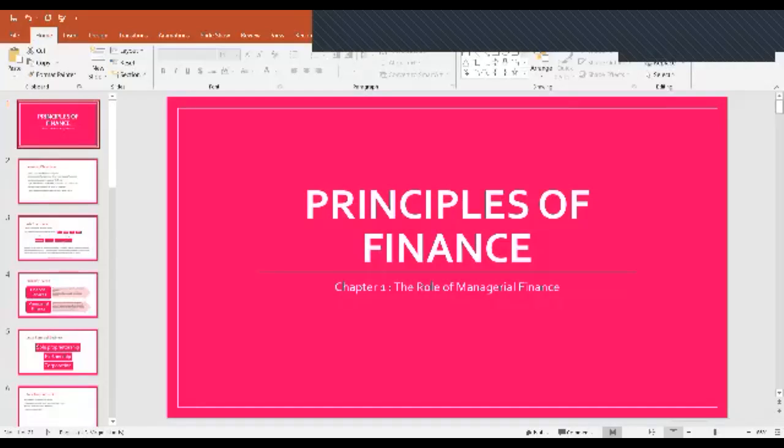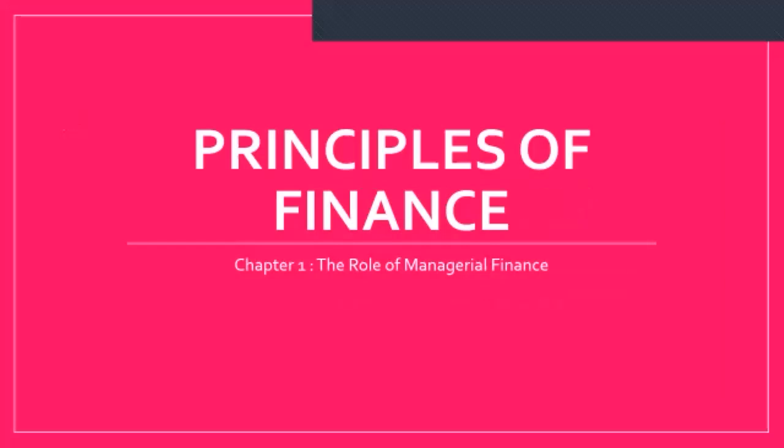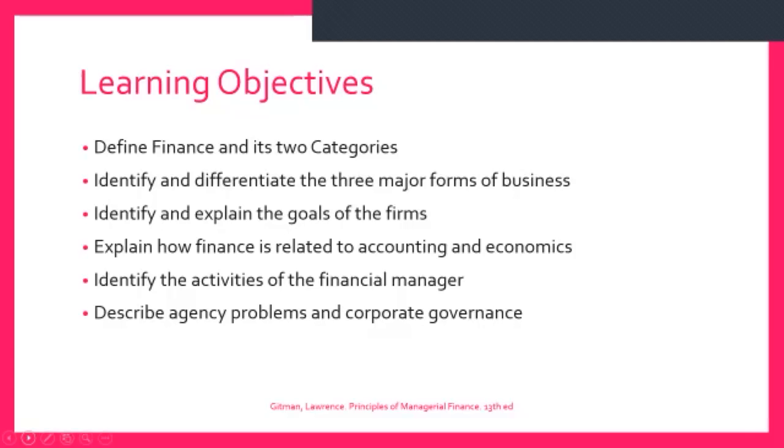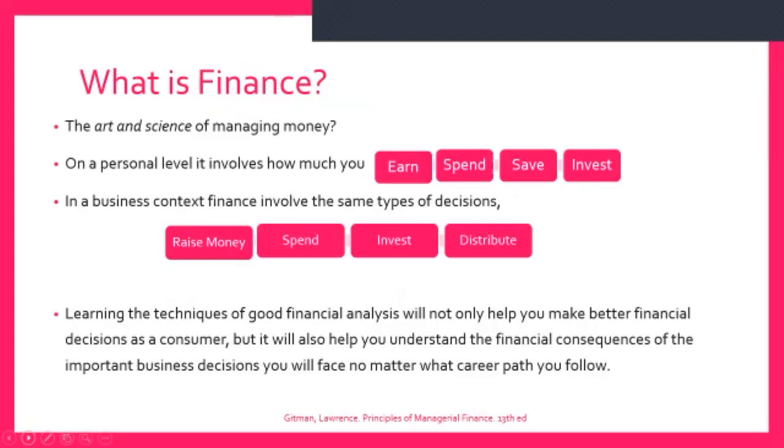In this session, we are going to look at the role of managerial finance. Our learning objectives are to define finance and its two categories, identify and differentiate the three major forms of business, identify and explain the goals of the firm, explain how finance is related to accounting and economics, identify the activities of the financial manager, and describe the agency problems and corporate governance.